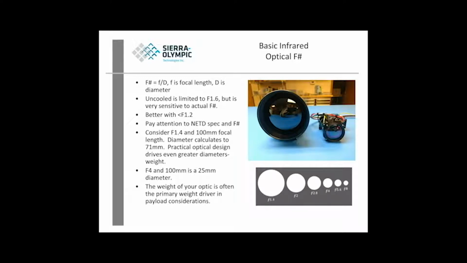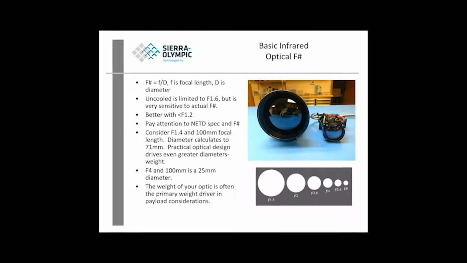The maximum F number that anyone should practically use is f1.6, and it's remarkable how the performance of an uncooled sensor will change going from f1.6 to f1.2 to f1.0. So small changes in F number drive the performance of an uncooled sensor.